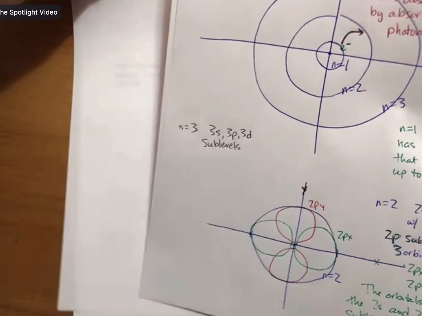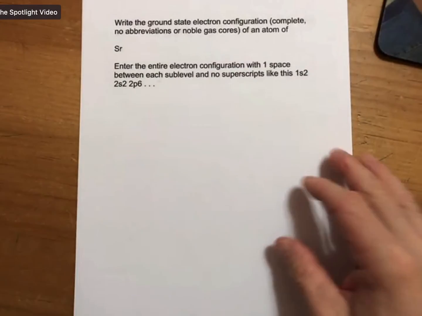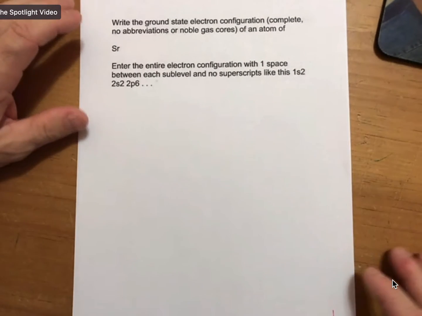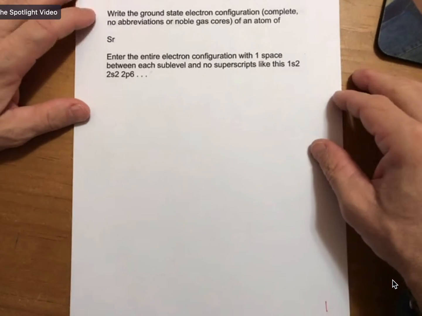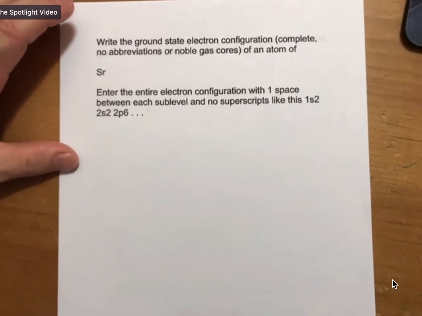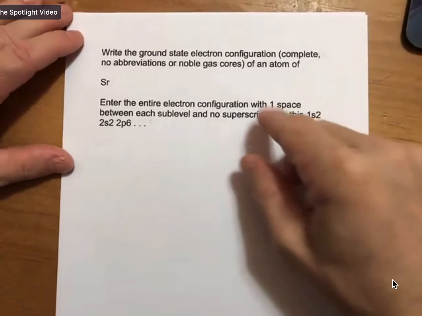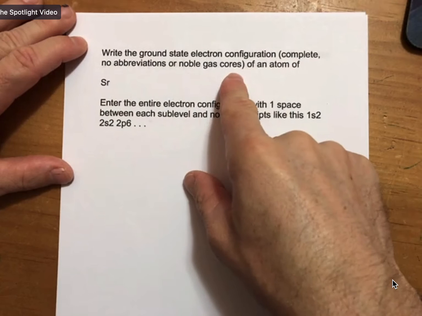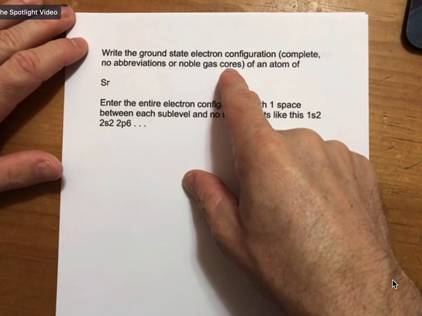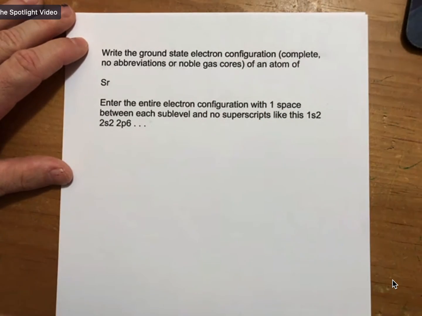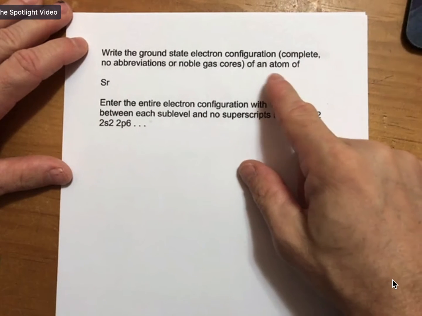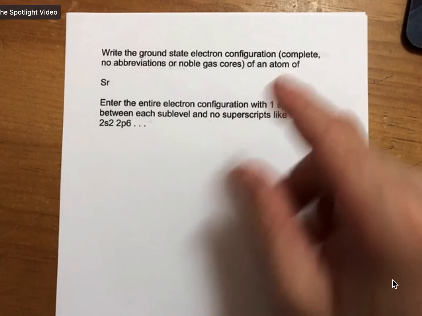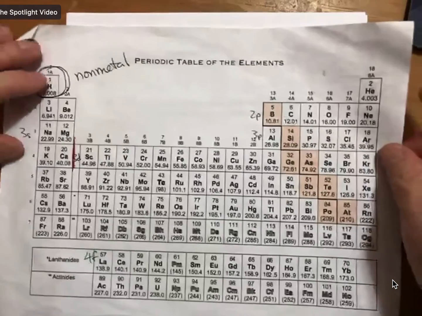Okay. All right, so now let's start attacking the homework questions. This is the first homework question, and it says write a ground state electron configuration, and it says complete, no abbreviations or noble gas cores, and we'll talk about what that means in a minute. It just means you have to write everything out of an atom of strontium. And now we're going to turn to our periodic table.